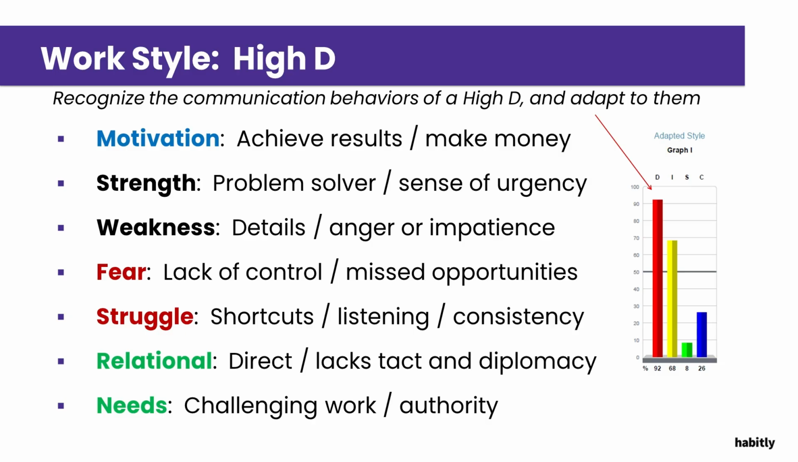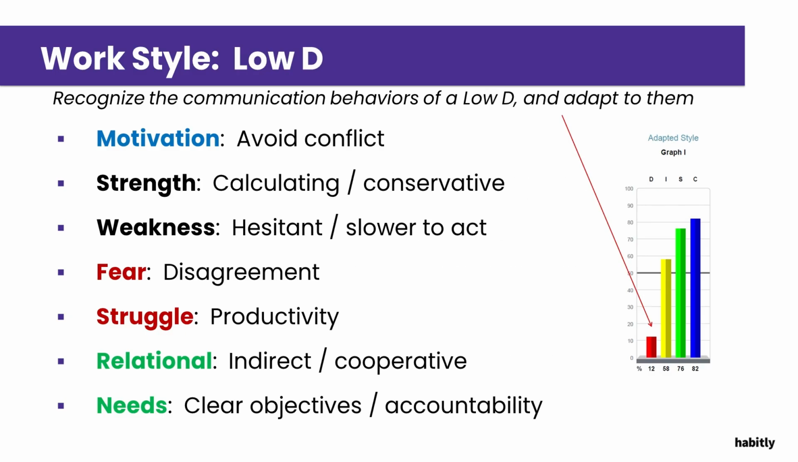Relationally, they're very direct, which means at times if they're not careful, they can lack tact and diplomacy. What they need is challenging work, and they like authority. These are competitors. They want to make things happen. Okay. And there's no right or wrong. I'm not saying one behavioral style is better than another. People are just different.